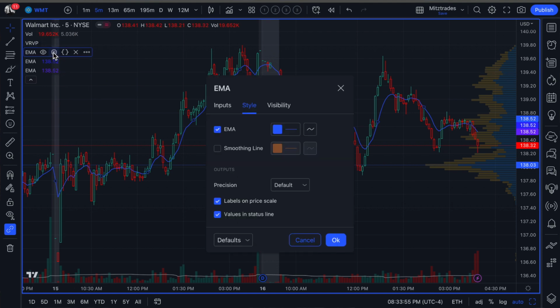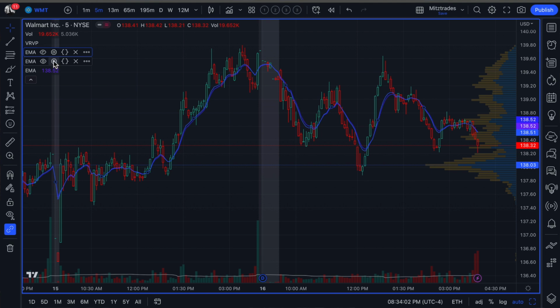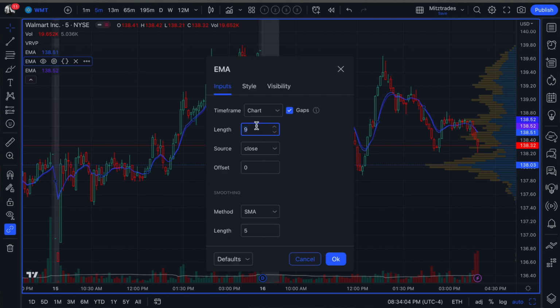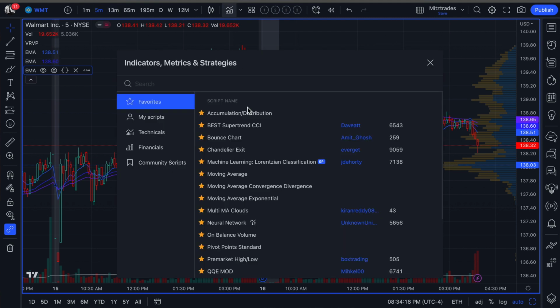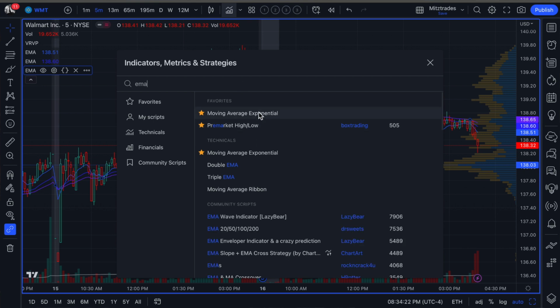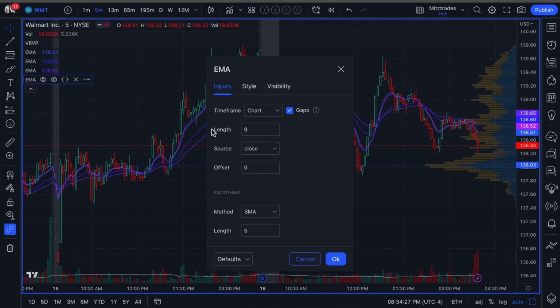EMAs show how the price of a stock changes over time and are more valid on lower time frames like the 1 or 5 minute while day trading. This results in a line that is responsive to recent price changes and provides a clearer picture of the current trend. For example, in a very general sense, if the stock price is above the EMA, this is generally considered to be a bullish signal and may indicate a good time to buy the stock. Conversely, if the stock price is below the EMA, this is generally considered to be a bearish signal and may indicate a good time to sell the stock.